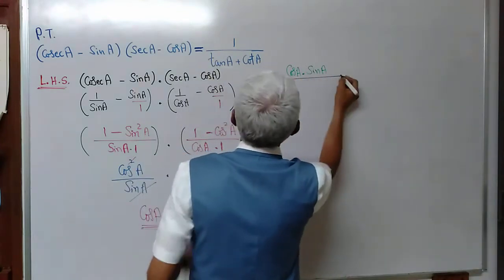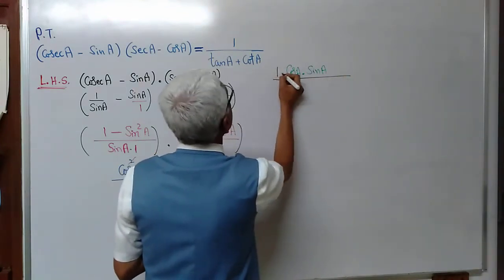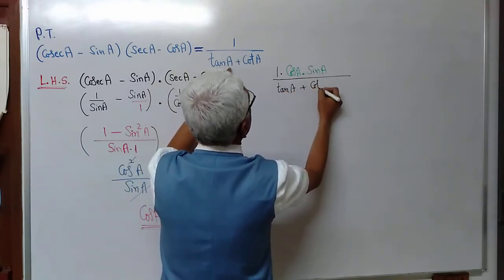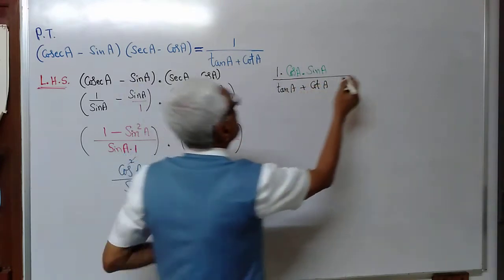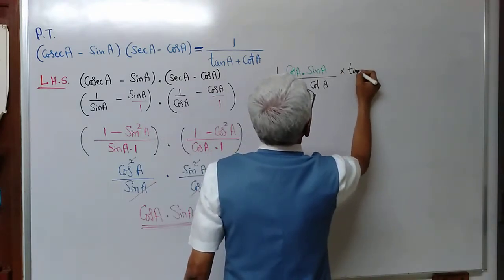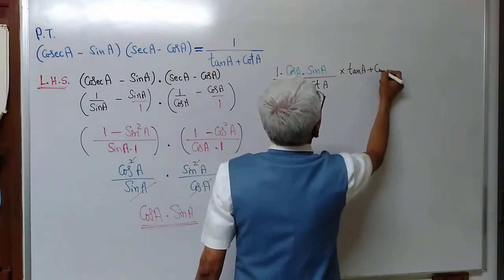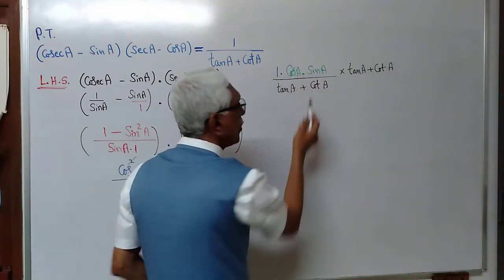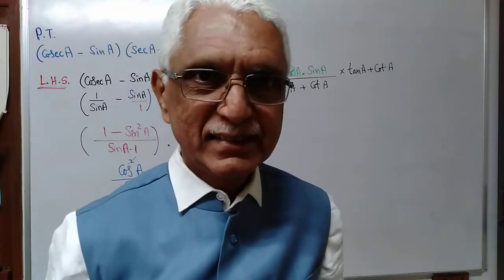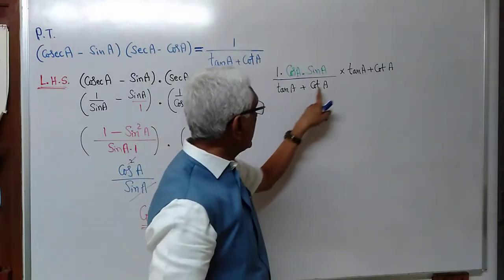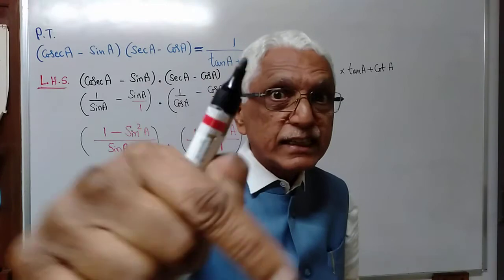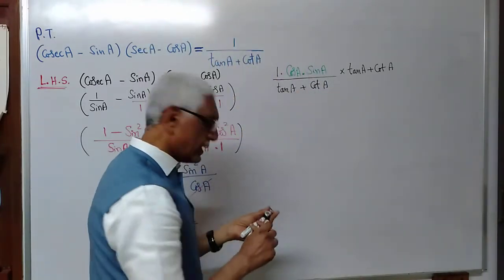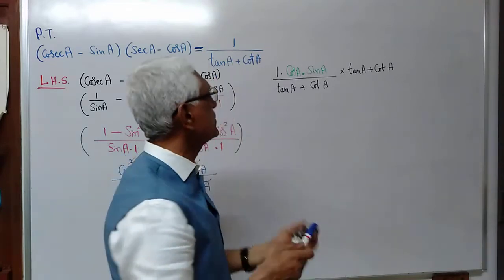See, your answer should be 1 divided by tan A plus cot A. You take it. Immediately multiply it by tan A plus cot A. They get cancelled and you are having what you already have. Why did you multiply and divide? You will realize it now. Because you want to get only 1 by tan A plus cot A. See the beauty of it.